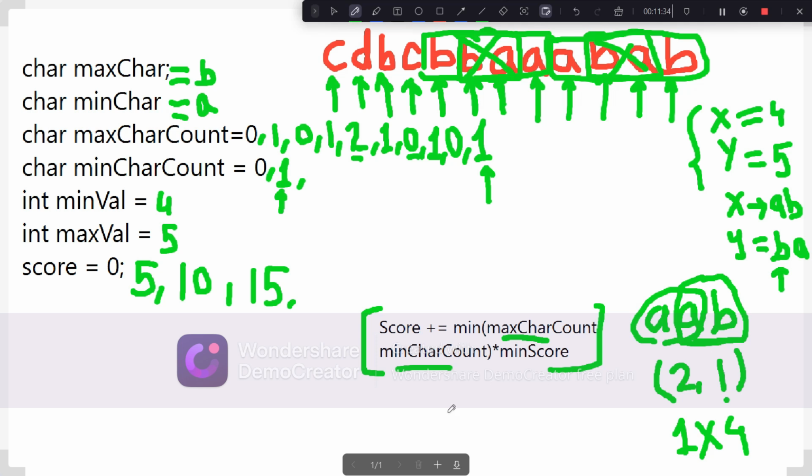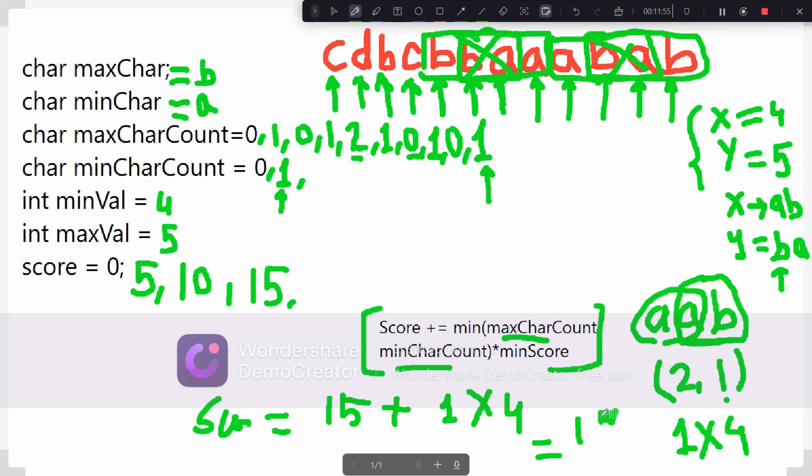Min of them would be 1 only, right? And into min score. What is the min score? Min score is equal to 4. Okay, so our score would become 15 plus 4, right? 15 is already there, right? So 15 plus 4, it would be 19. Okay, so our final answer would be 19.